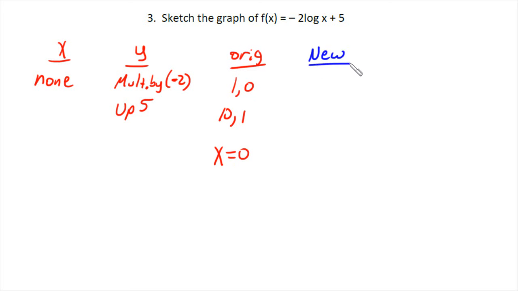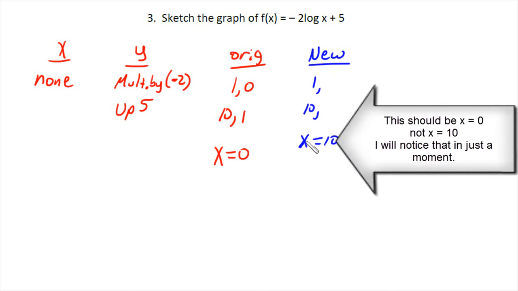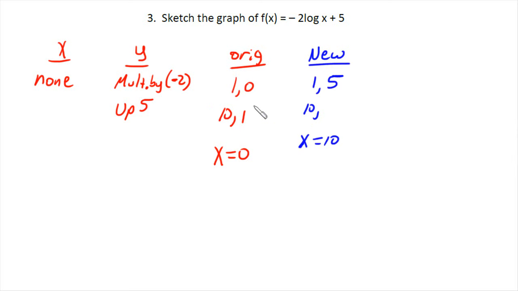That's the original, now the new. So x's are staying the same. I'm just going to rewrite all those. No change to x. The y's multiply by negative 2. So 0 times negative 2, still 0. Up 5 from there takes us to positive 5. Multiply 1 here by negative 2, that's negative 2, and then up 5 from there takes you to 3. So we have everything we need to make a rough sketch of this graph.